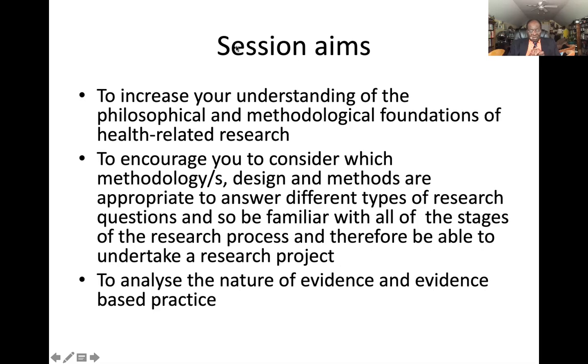Then once you have come up with your why, you want to conduct the research, you think of what methodological approach, what method am I going to use to do the investigation? Because most of the time, certain methods can help you get the right type of information you're looking for. Other methods, if you use the wrong method, most of the time you'll get something that will not help your research or will not be able to answer your research question. To encourage you to consider which design and methods are appropriate to answer different types of research questions.